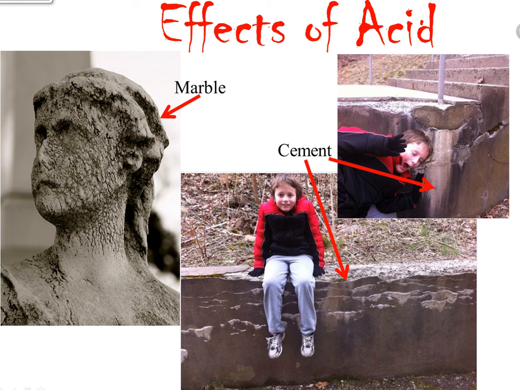Over here we have a concrete wall. It's very old, and groundwater flows through it, dissolves the concrete, and then leaves these like mini stalactites hanging down the side of it. What they have in common, marble and cement, calcite.